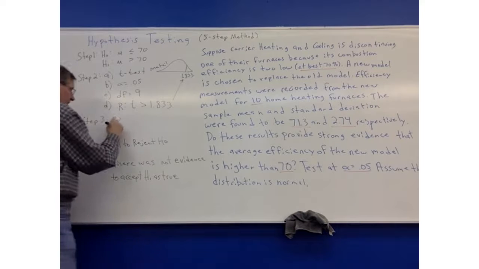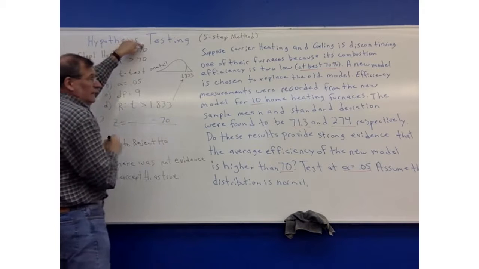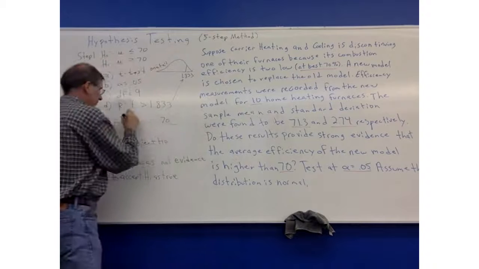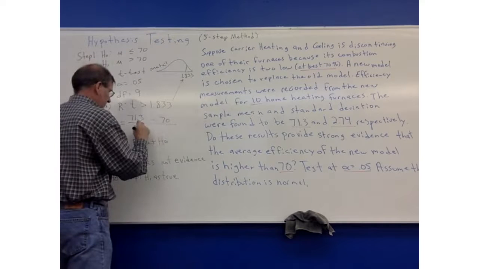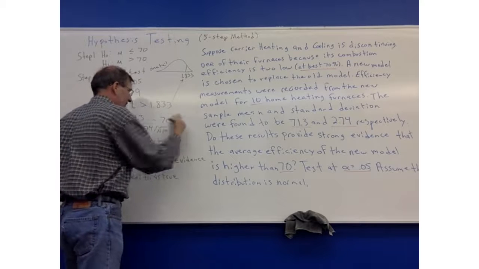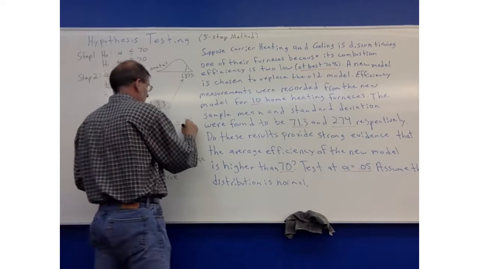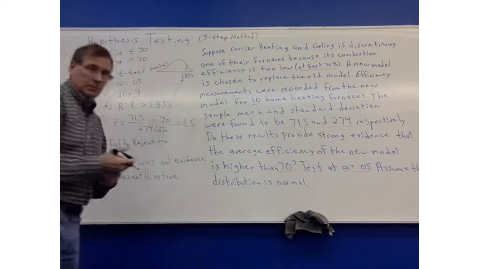Okay, now we can make this computation. As I've said earlier, this number always goes here. Our sample value goes first. Standard deviation divided by the square root of our sample size. Okay, type that in. Ooh, 1.5. 1.5 is what I got.